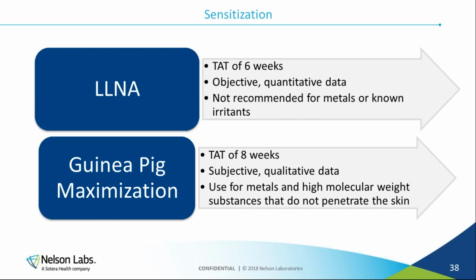And the quality of the data can be a little bit nicer for the local lymph node assay because it's not subjective. It's not based on what the analyst is seeing as far as redness or swelling. It's based on a number. We're actually looking for a compound within the lymph nodes. However, local lymph node assay is not recommended for metals or known irritants because there's such a severe response to the animals for the known irritants that they can't elicit or determine a sensitization response.